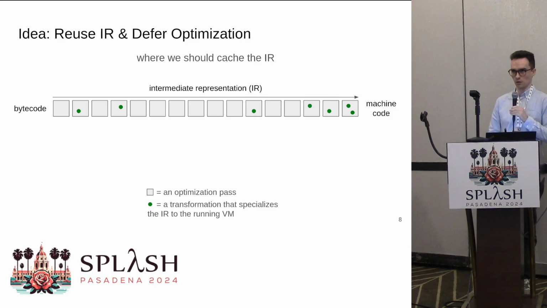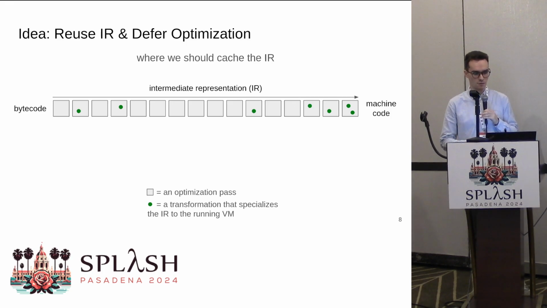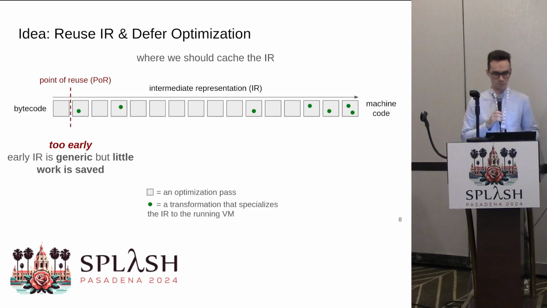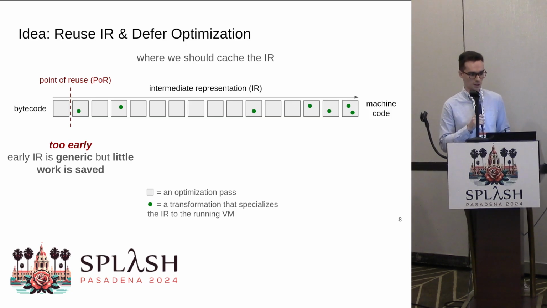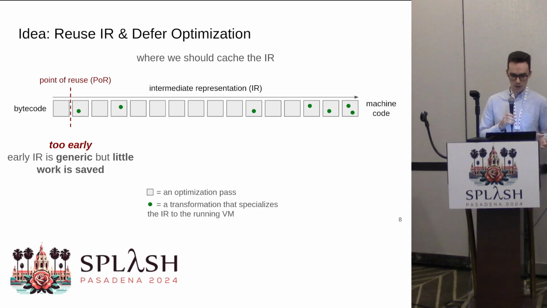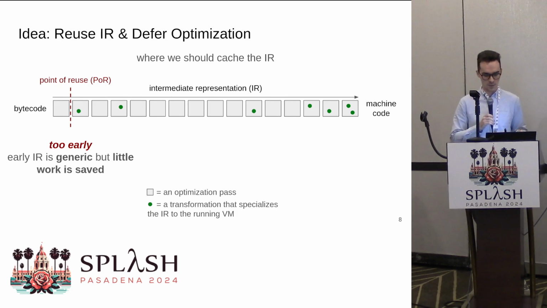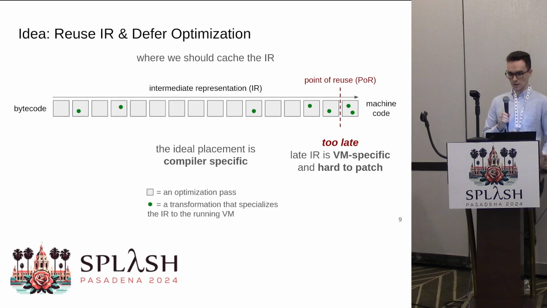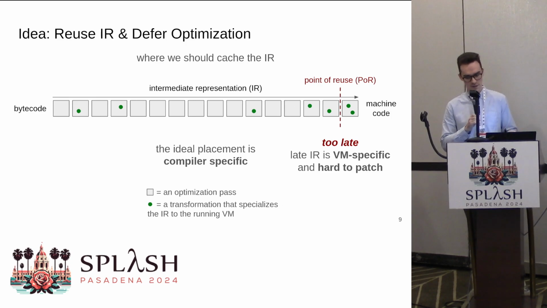There is the question of where specifically we should cache the IR, where we should place the point of reuse. This depends very much on the concrete compiler implementation, but generally speaking, if we do that at the beginning, then it might be easy to reuse that IR, but we do not save a lot of work because we have to repeat almost the whole compilation pipeline when we want to reuse it. If we save it at the end, then the IR may already be too VM specific and impossible to patch.